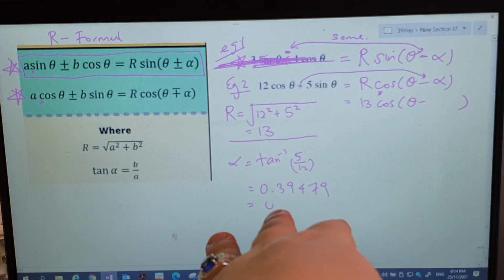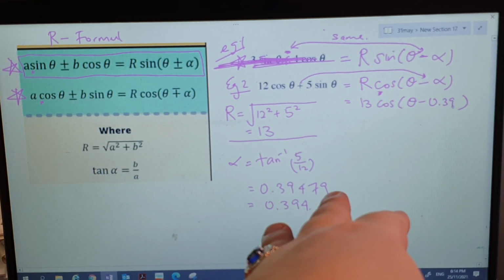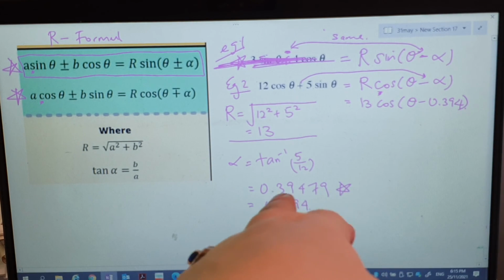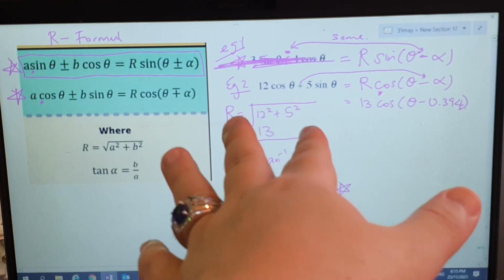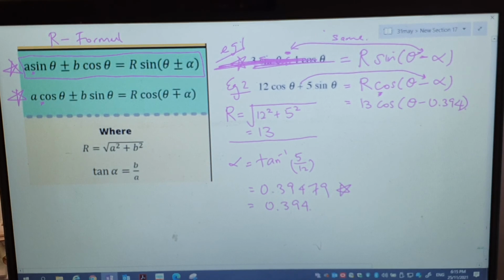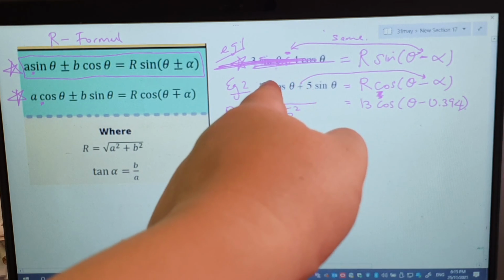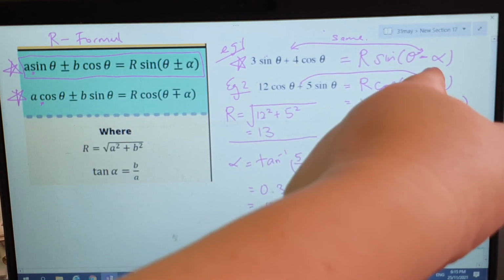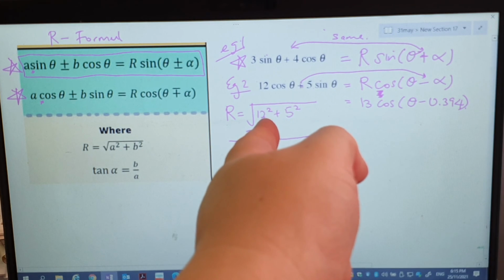But I will round off to 3SF when I write my answer here. But when you're calculating, you use the 5SF value. That's all for our formula. Isn't it very simple? You use that method that I taught you: cosine, change the sign; sine, same sign.